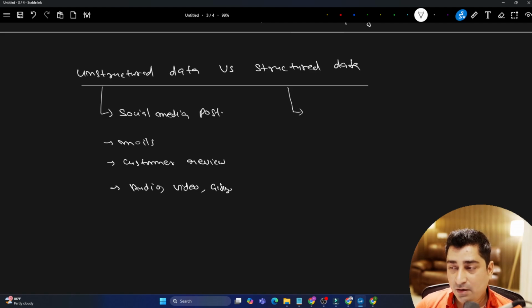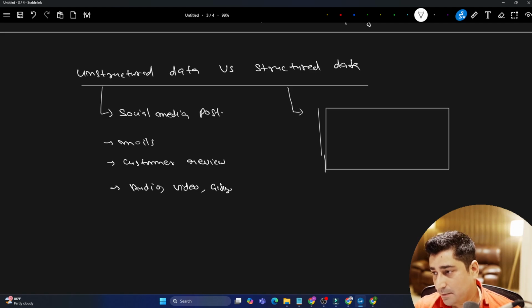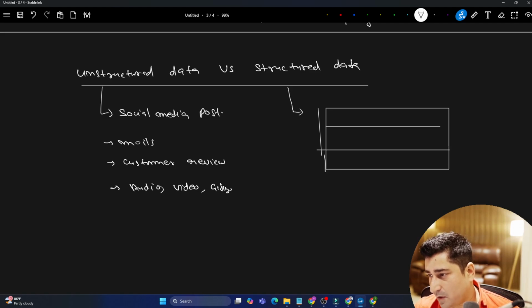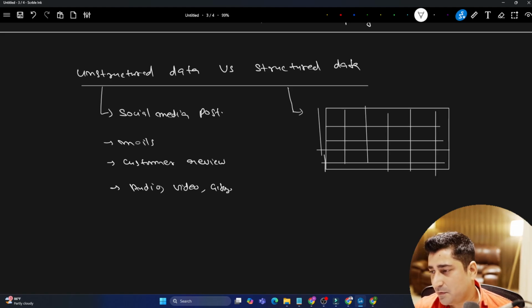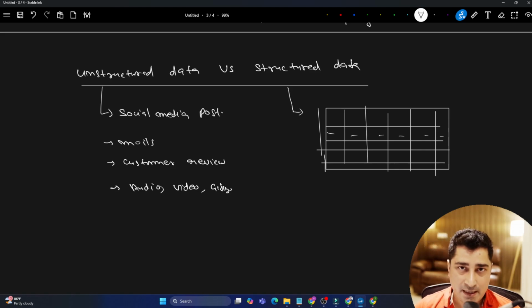Or you must have heard about a SQL system, or maybe an RDBMS, relational database management system. There we first create columns, right? We try to create columns, and in the respective column we store all of that data. And we perform read, write, update, delete, all those kinds of operations. So this kind of data is basically called structured data.